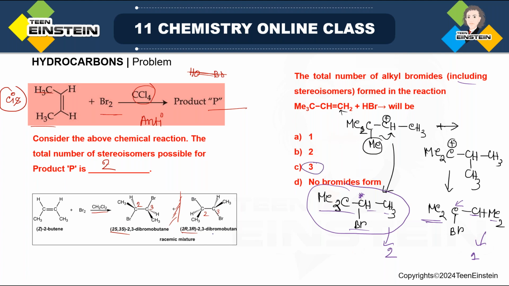Even if you consider the other carbocation, which is basically this one, and you write the corresponding product, then you may think it will be 4, but that option is not here. So you can simply cancel this carbocation because it is very unstable. Ignoring it, this will be the correct option, right?